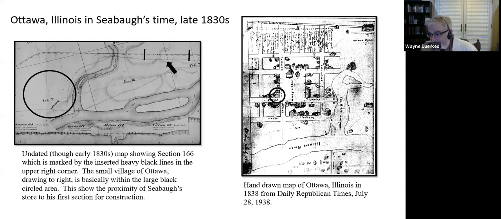So as you can see, he's close to both rivers. He's close to the public square. He's close to two different ferries, the ferry on the Fox River and the ferry on the Illinois River.